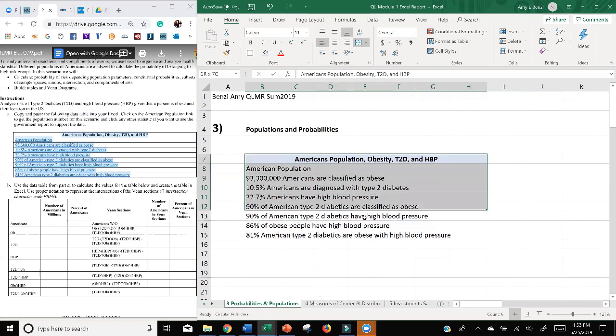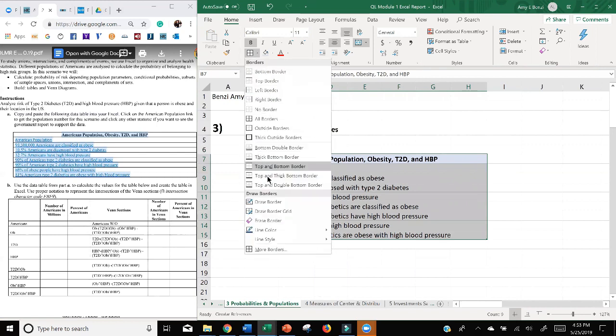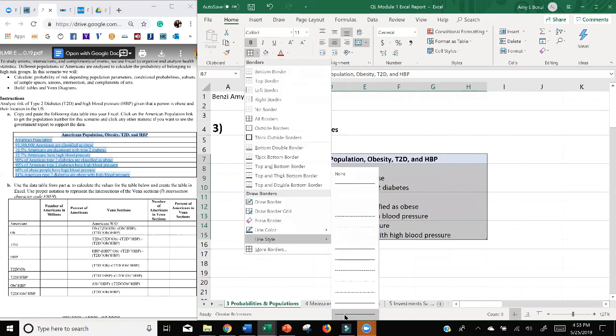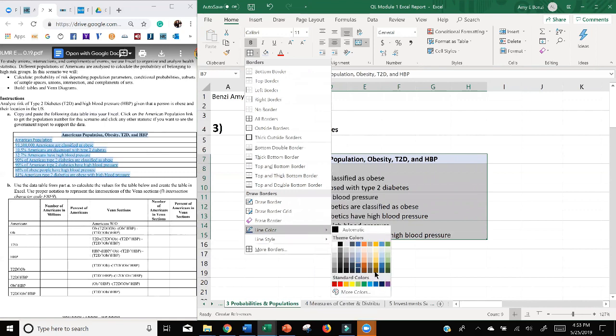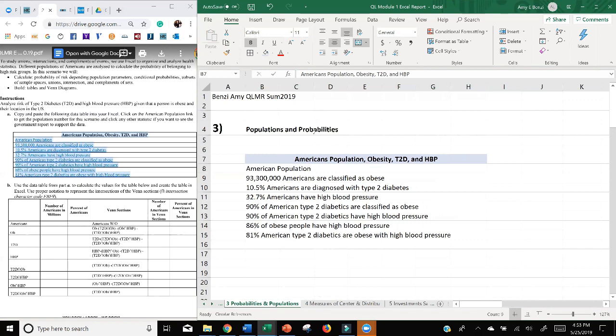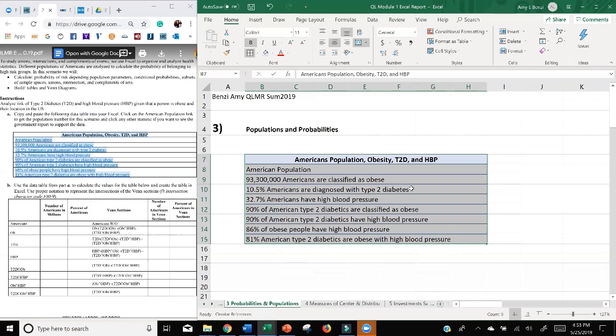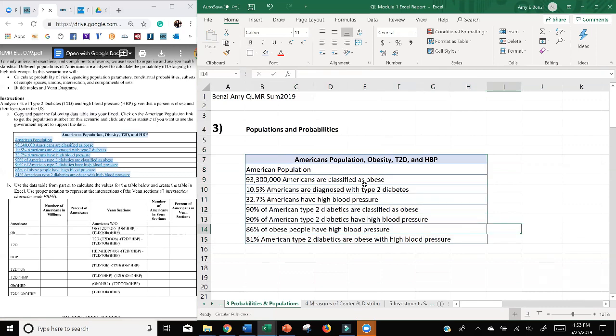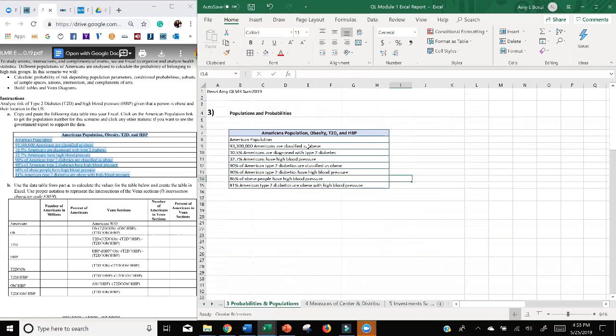Now I am going to select this entire chart, come up here to my borders, and I want a nice thick line style, so I'm going to select a thick line style, and I may choose a color, I don't know, blue. You guys can choose any color you want to. Once you do that, it gives you this little pin, but don't worry about the pin, just click the border again, okay? And now I have a very nice chart that tells me what I'm looking at here, the American population of obesity, type 2 diabetes, and high blood pressure.